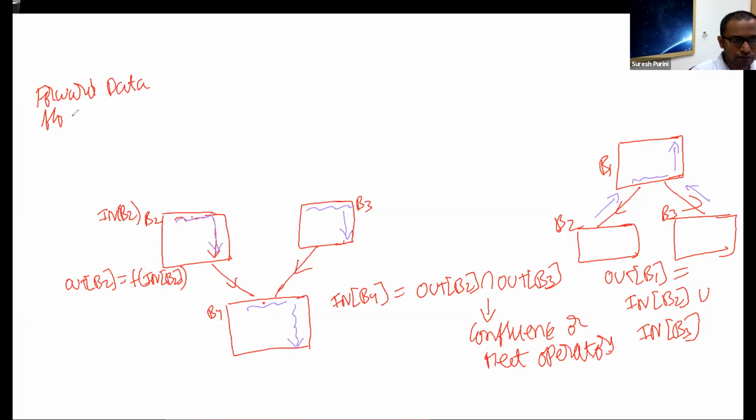And live variables is a backward data flow analysis problem. I just use DFA as a shorthand for data flow analysis. So that's one comparison. The second comparison here is the meet operator. This is an intersection meet operator, whereas here, this is a union meet operator.